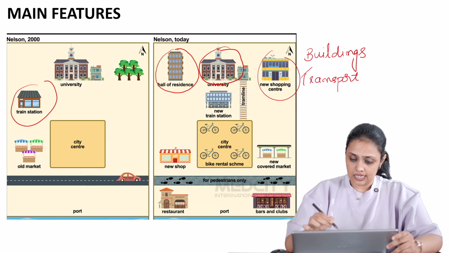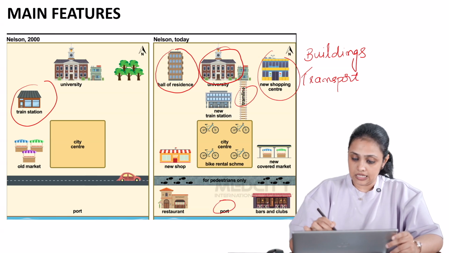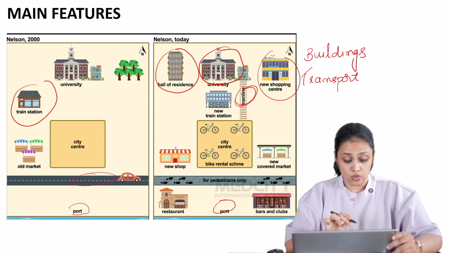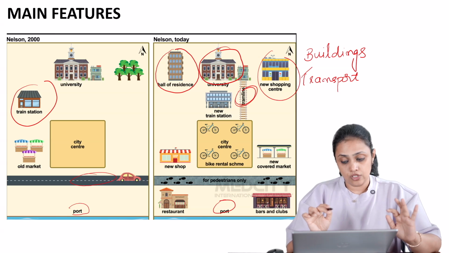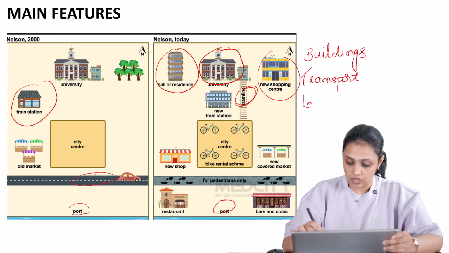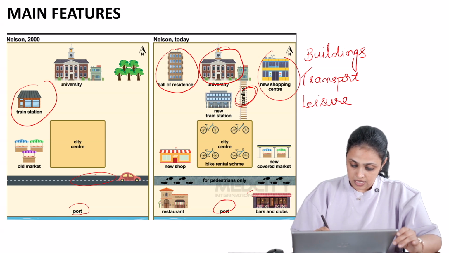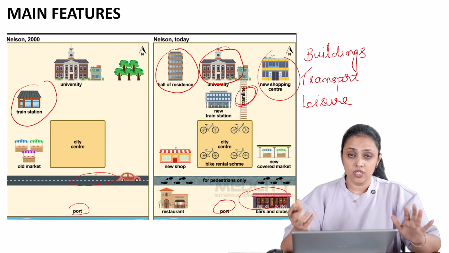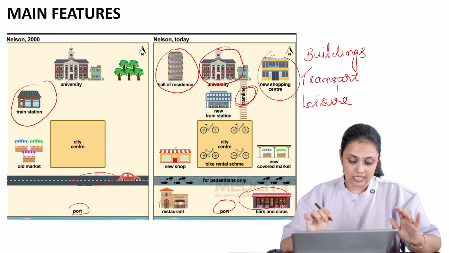Then another category can be transport facilities, like tram line, then port, then roadways. All these fall under transport facilities. Or it can be leisure facilities, like for instance bars and clubs, then swimming pools, gym, tennis court. All of these fall under leisure.